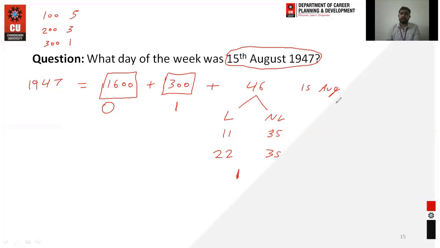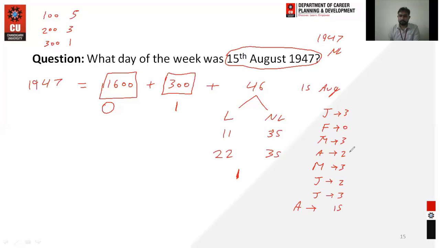Now it comes to 15th of August of 47. In 1947, we can see it is a non-leap year. So Jan will be having 3 days, Feb 0, March 3, April 2, May 3, June 2, July 3, and 15th August is not taken completely, only 15 days of August will be counted. So from here I can say that adding all these and dividing it by 7, the number of odd days I will be getting over here will be 3.